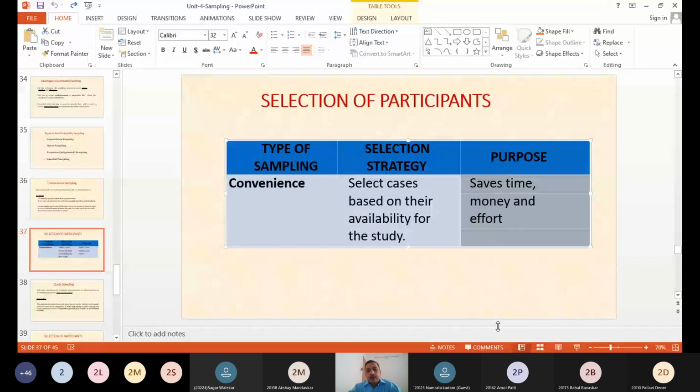Another example you can take: if a researcher wants to study the satisfaction level of people visiting a mall, he may simply stand at the entrance of that mall and collect responses from those customers who are passing by and easily available at the entrance. That is a method wherein the researcher is contacting the people who are easily accessible and available. That type of method can be called a convenience sampling method.